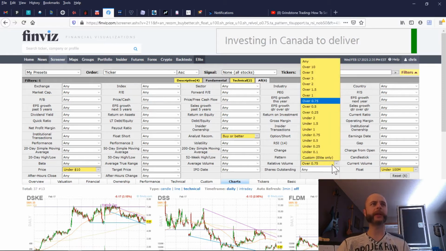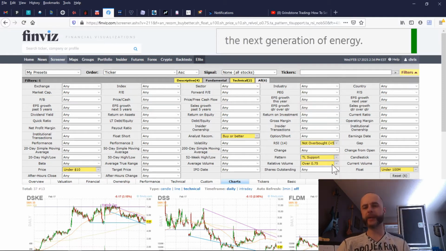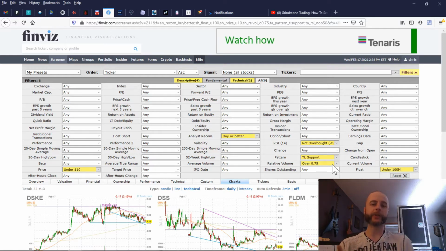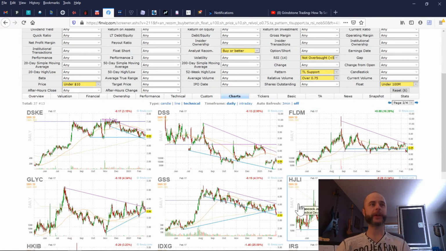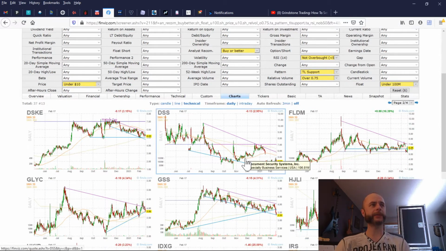Something can be kind of dipping and curling on low volume, but I don't want it to be completely forgotten about. So relative volume 0.75, which means it's getting about 75% of the volume that it normally does on an average day, 75% or higher, over 0.75 as a ratio. So those are the parameters I'm using for this particular search, just to see what it spits out. And you can see here it's spitting out stuff that we're playing.